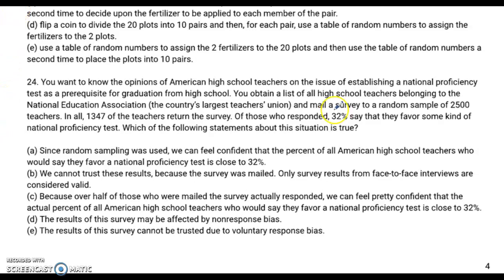And last but not least, whenever you're mailing out a survey to people and looking at people who responded, we're looking at a potential for non-response bias.